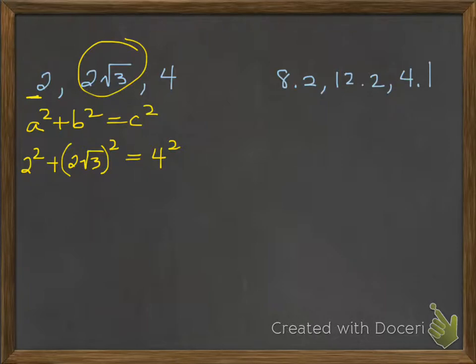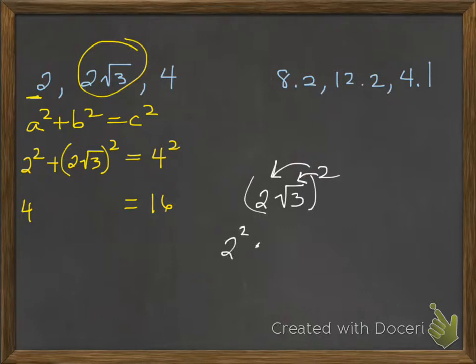Now, 2 squared is easy, right? It's 4. 4 squared is easy, 16. How do we do 2 square roots of 3 squared? Well, if you remember your exponent laws, you're going to take the 2 here and also here. So you're going to have essentially 2 squared times the square root of 3 squared. Well, that's pretty simple. So here you have 4.